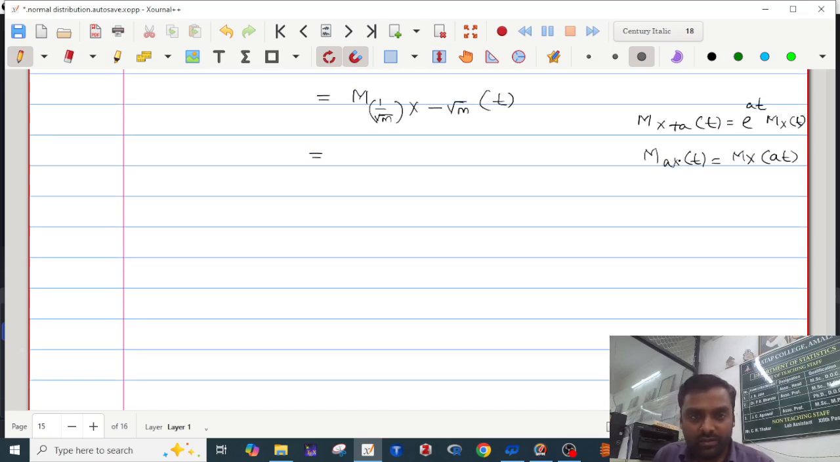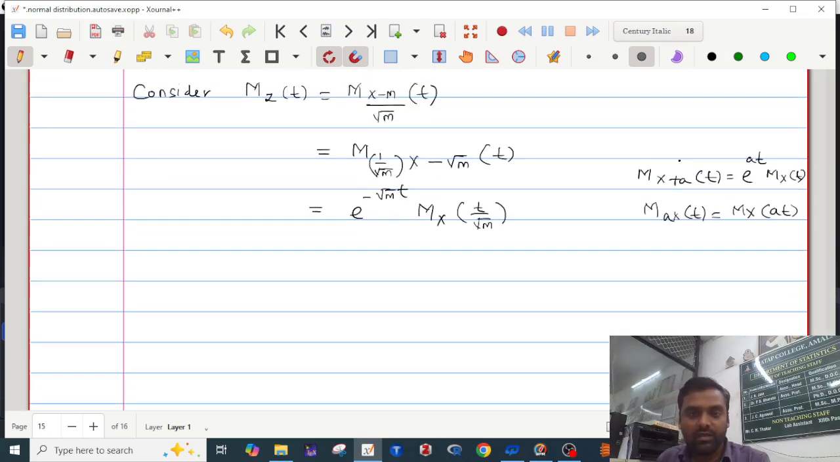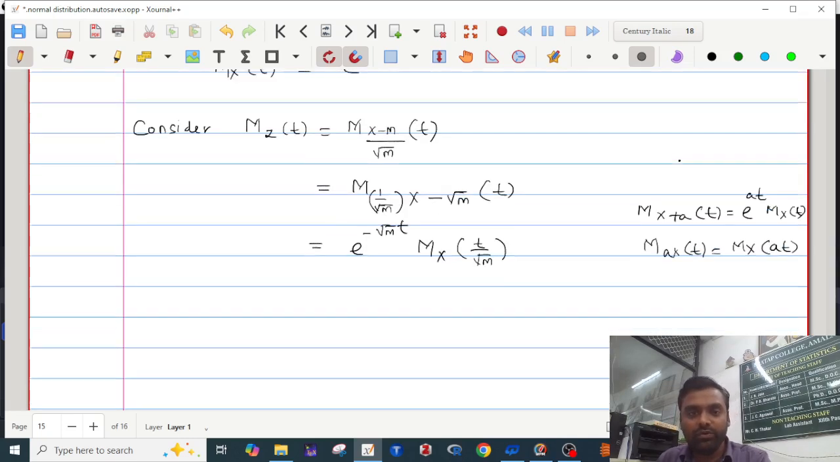So the origin part is minus root m, so it will be e raised to a t, where a is minus root m, into MX of at. Here a is 1 upon root m, so it is MX of t upon root m. Now just plug the value of t upon root m into the MGF of Poisson distribution.